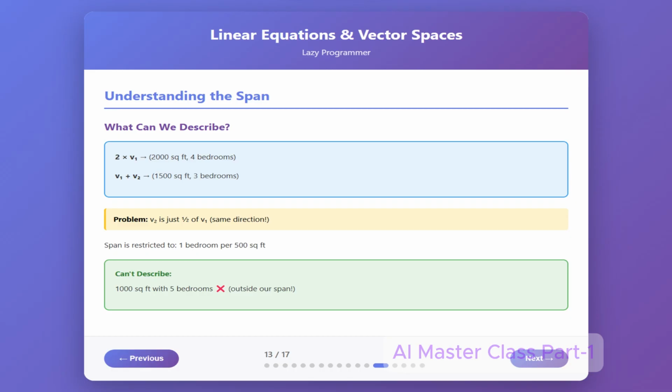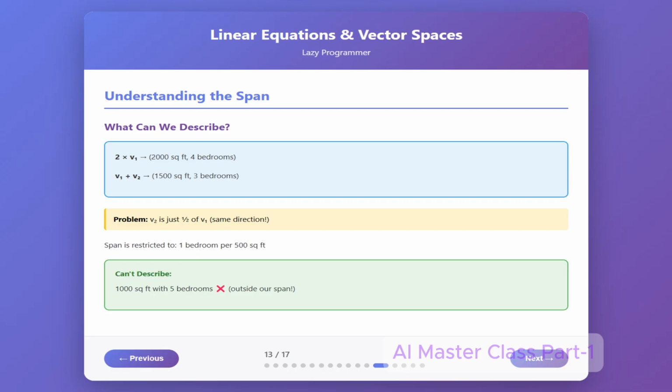If we see this specific example, the second vector is just half of the first one. They both point in the same direction. Now, because of this, your span is restricted. Even though you live in a 2D housing market world, your data can only describe houses where there is exactly one bedroom for every 500 square feet. You can't use these vectors to describe, let's say, a 1000 square feet apartment with 5 bedrooms, because that point is outside of your span.